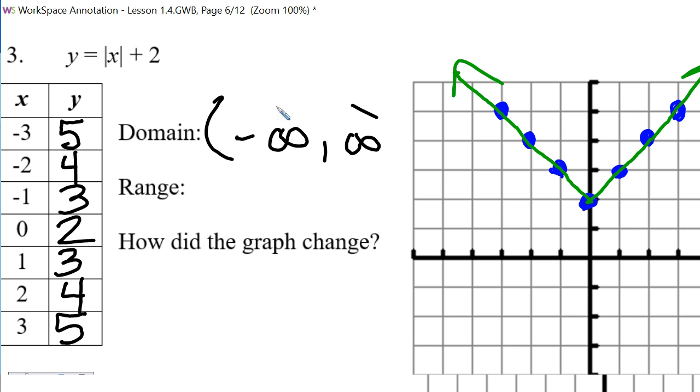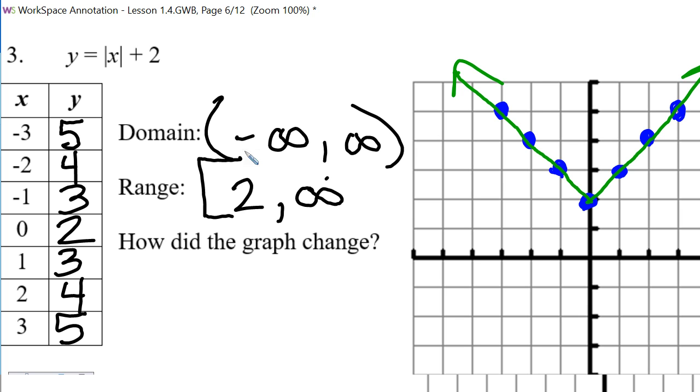Now range. What does the range mean? The y value. So look at your vertex. What's the y value at your vertex? 2, and the y goes all the way up to infinity. So the range would be 2, comma, infinity. Do I have a point at 2? Yes, so 2 gets a square bracket. Do I have a point at infinity? No, so infinity gets a parenthesis.